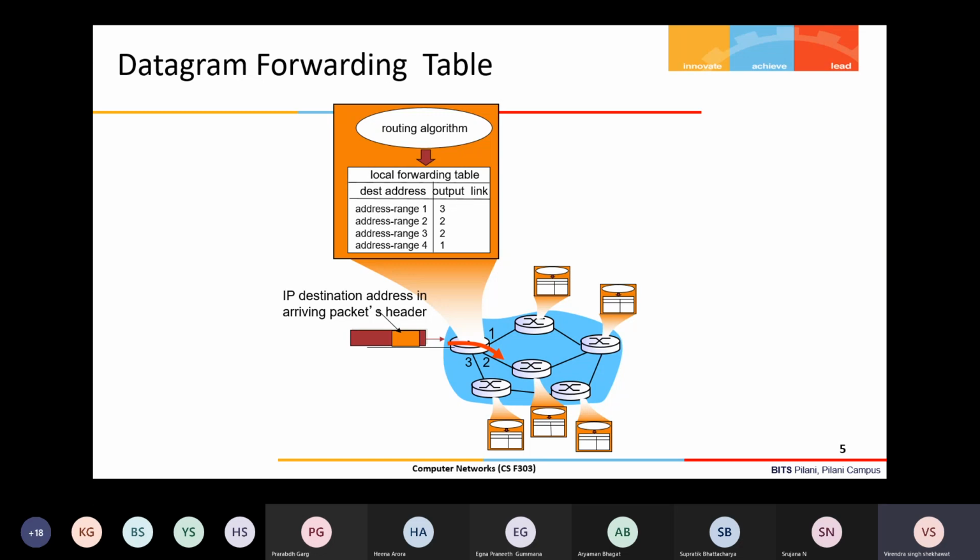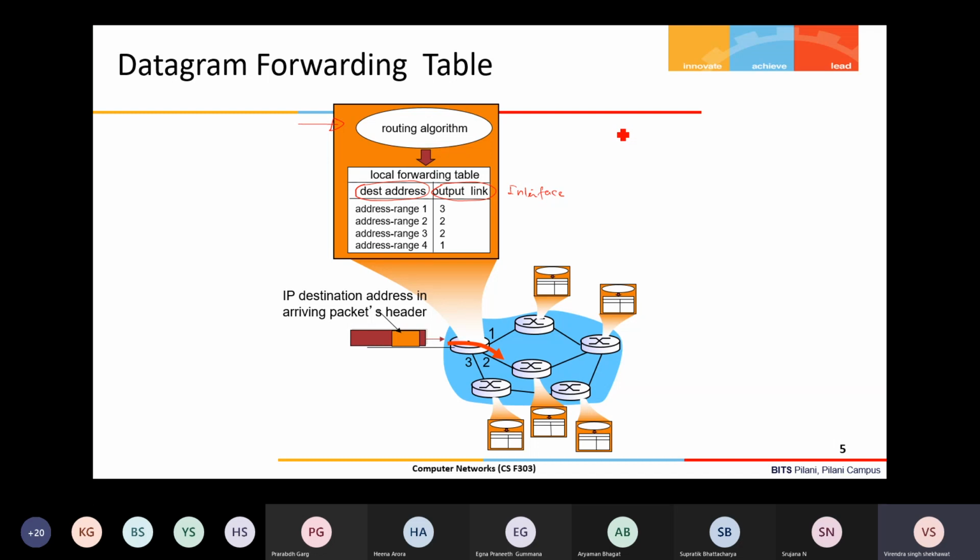Every router runs a routing algorithm, which we will discuss later. Right now, assume some routing algorithm is running, and the outcome of the routing algorithm is that a forwarding table is created. This forwarding table typically has two fields: one is the destination address, and the other is the output link, or sometimes we call it an interface, because interface is a term which is used.